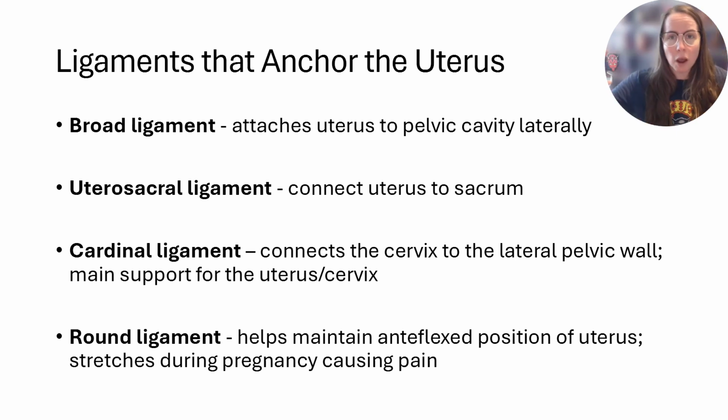We also have our broad ligament that we saw earlier with the ovaries. This is going to attach the uterus laterally to that pelvic and abdominal cavity. We also connect the uterus posteriorly to our sacrum through the uterosacral ligament. And then we have a lateral ligament down at the bottom where the cervix sort of meets the vagina.